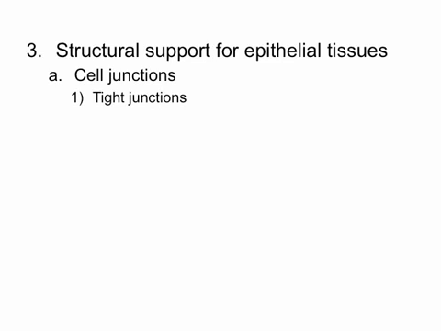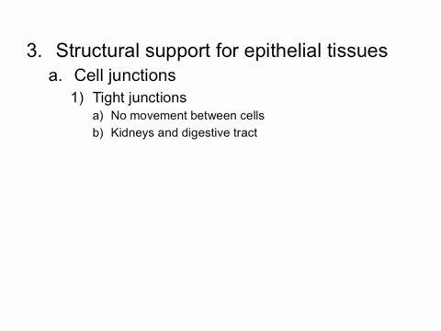Another type of cell junction is called an adhesion junction. Adhesion junctions allow some movement between cells. You can find this type of junction in places like the skin. The female uterus is another place, so it does allow movement, but the cells are still anchored tightly to one another.